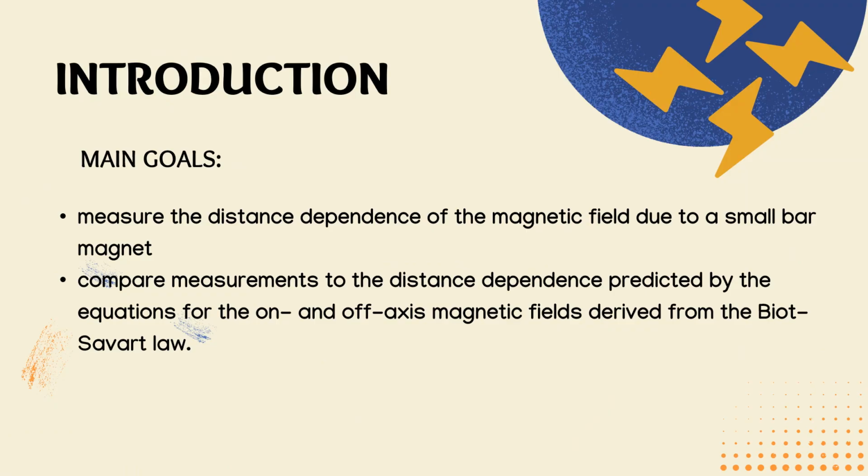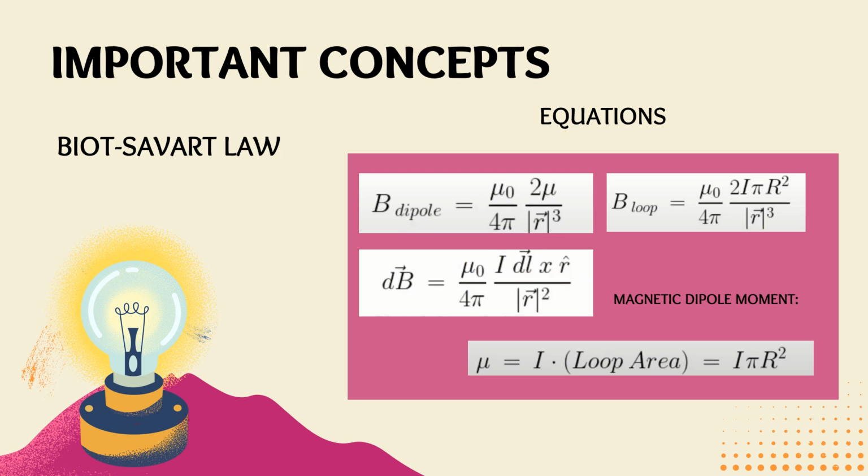The main goals of this lab are to measure the distance dependence of the magnetic field due to a small bar magnet, and to compare measurements to the distance dependence predicted by the equations for the on and off axis magnetic fields. Here are some important concepts we'll need to know for the lab. First, we have the Biot-Savart law, and then some equations that have to do with the magnetic dipole, the magnetic field of a loop, and then also the magnetic dipole moment.